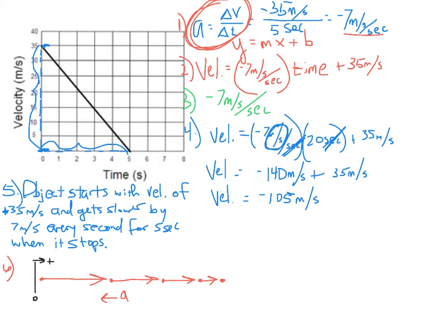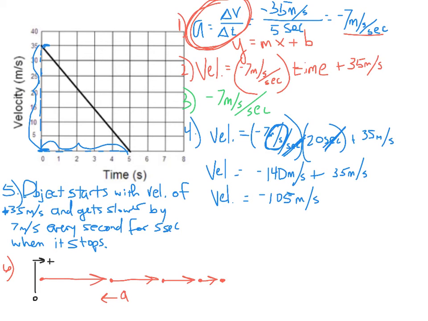Everybody got that? Do not draw your arrows the same length, because that indicates constant velocity. We do not have constant velocity. We have a constant acceleration because this slope is constant, and that slope means acceleration. My velocity, though, is changing. It's actually getting smaller in this case. All right, that was 6.